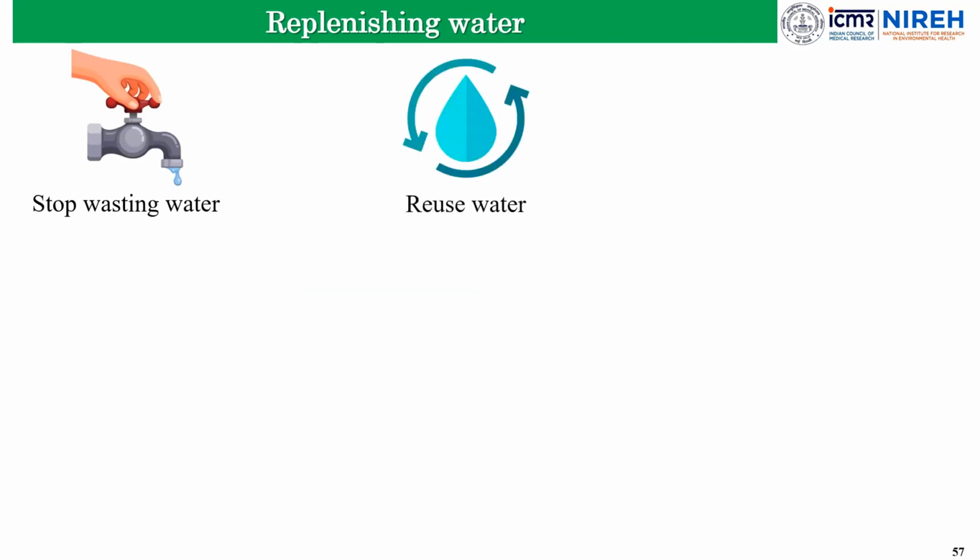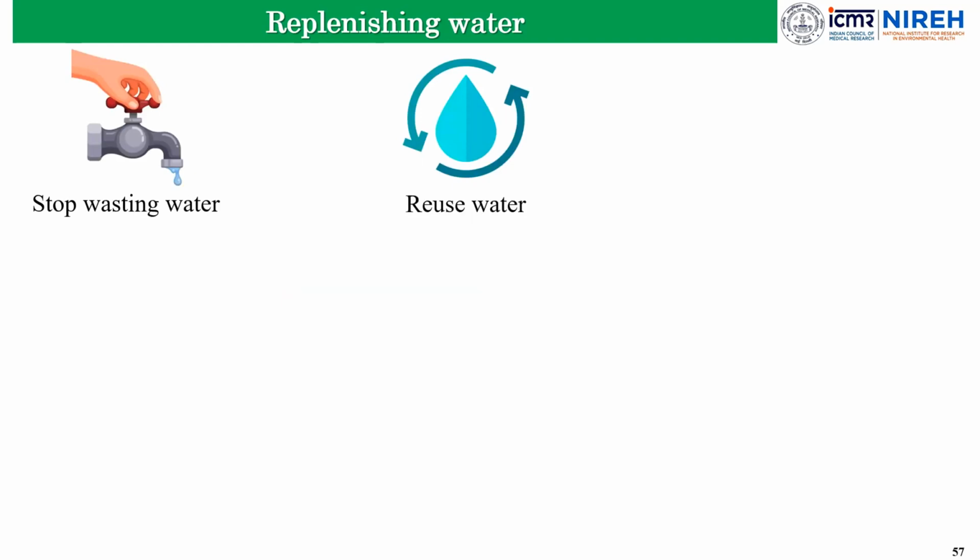Now moving on to replenishing water, because I have earlier discussed the water scarcity issue. Now we have to find the solutions for that as well. So how can we address the problem of water scarcity? The basic thing is to stop wasting water. Whenever you see, either in your home, in your neighborhood, or any person wasting water, tell them that it's a very scarce resource and we should not waste water.